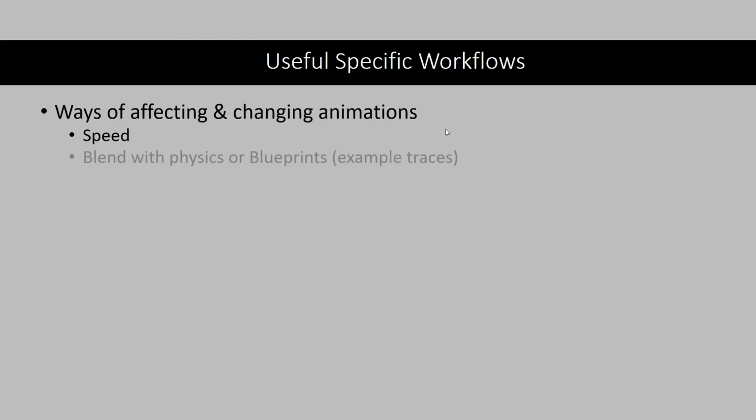Okay, as we wrap up this lesson, I wanted to say pay attention in the next several lessons to specific useful workflows. Some of them that we're going to aim for are ways of affecting and changing animations, and some of them are just really easy and accessible. You can modify the speed of an existing animation with blueprints. You can also blend with physics. And also, in earlier lessons, we've talked about using traces for identifying things, but traces can also be used on characters' feet. So that would be more intermediate or advanced, but something to keep your eye out for.